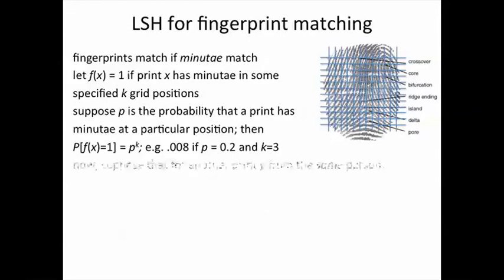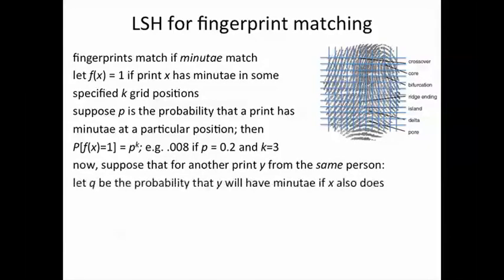Now let's consider another print y, but from the same person. It's quite likely that this print will have minutiae in the same positions as x, but it's not always the case. So let's assign a probability q, which will be quite high, that the print y will have minutiae if x also does in a particular grid cell.